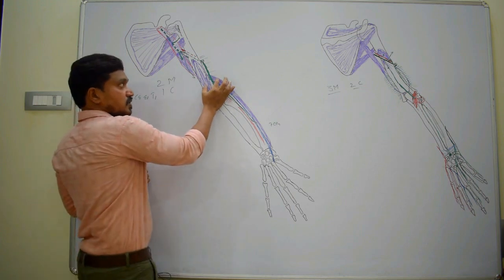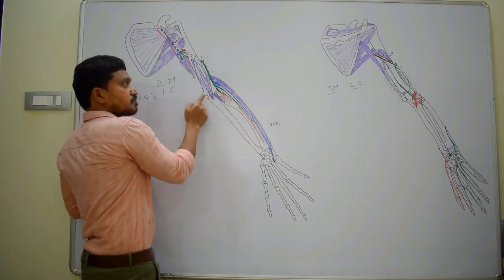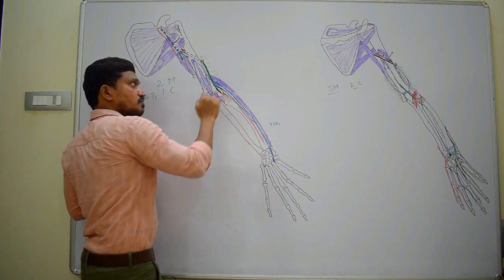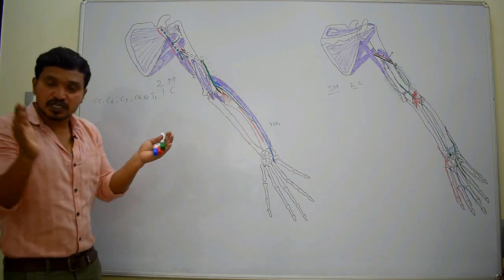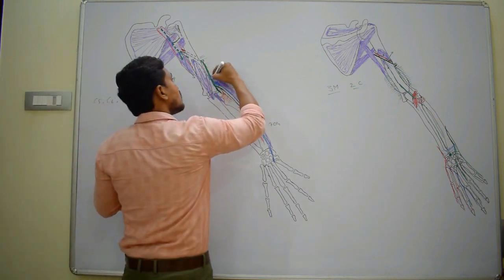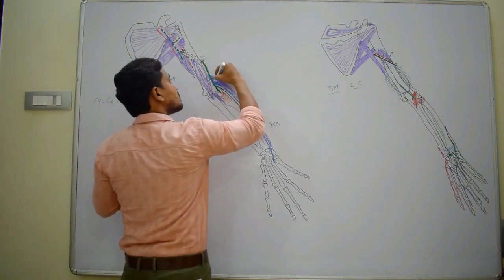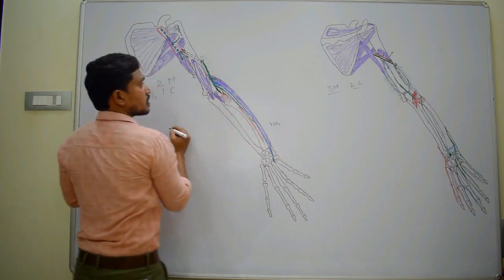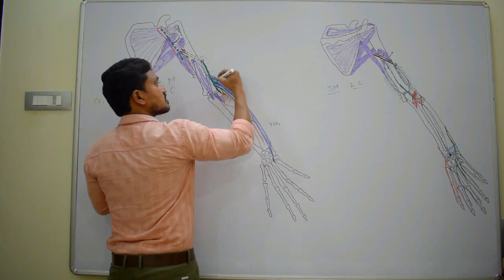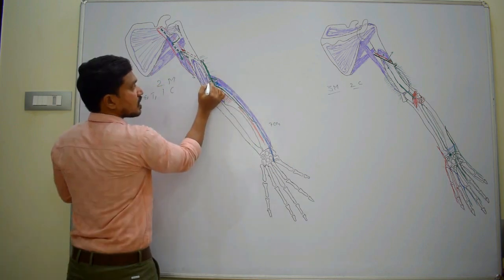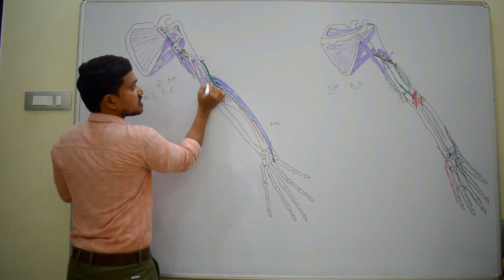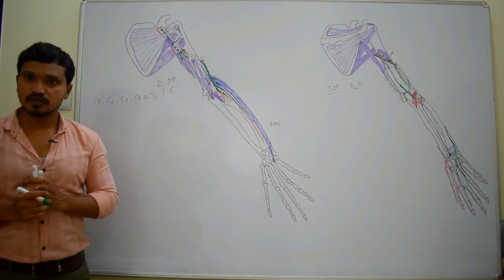In the anterior aspect of the lower part of the arm, it is present in between the brachialis muscle, brachioradialis, and extensor carpi radialis longus. So it is present in between these muscles, so that it supplies a branch to the brachioradialis. Here it is giving a branch to the brachioradialis, a branch to the extensor carpi radialis longus, and a branch to the brachialis muscle. Is that clear? Here it will give a small twig to the elbow joint also.